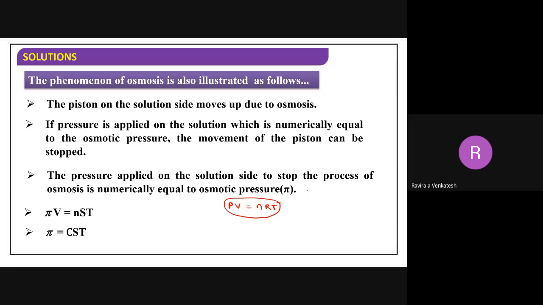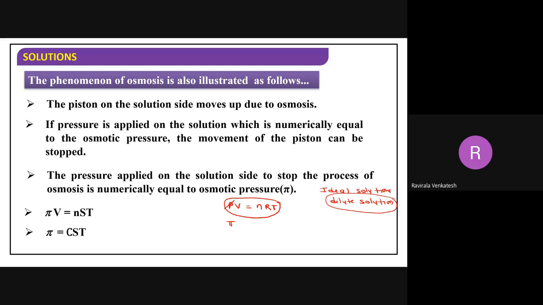We are discussing ideal solutions. Only ideal solutions we are discussing. Correct or not? The next thing is that we are discussing dilute solutions, because colligative properties are exhibited only by dilute solutions, but not by concentrated solutions. Correct? So which formula are we taking? PV is equal to nRT. Now put pi in the place of P.